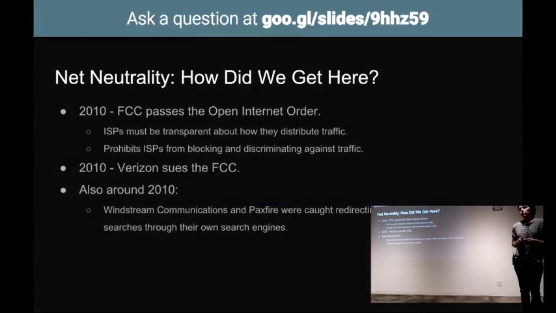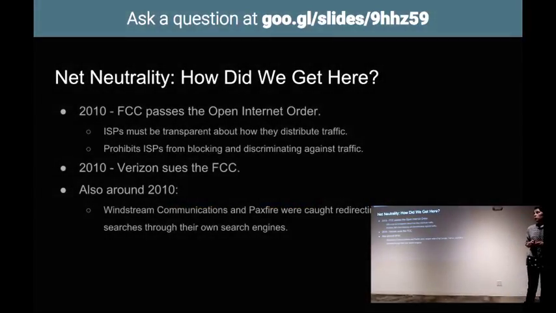In 2010, the FCC passed the Open Internet Order, and this dictated that ISPs must be more transparent in how they distribute their traffic. They need to make people very aware of their plans to throttle under certain conditions, to give some users different levels of access. And more importantly, it prohibited ISPs from outright blocking and discriminating against traffic. So those things that happened in 2005 with Comcast, officially a no-no.